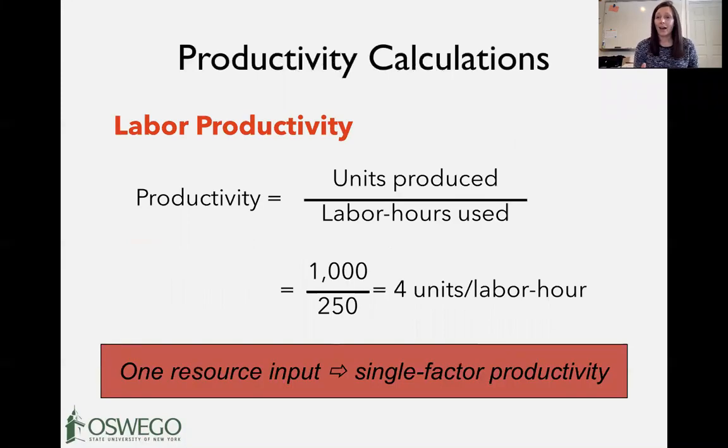Okay, so getting down to how do we actually calculate productivity? One way is labor productivity. This is also called single factor productivity because we're not taking into account all the different types of resources we're using. We're only looking at labor. So if we are only looking at single factor productivity, we're looking at the number of units produced or number of services rendered divided by the total number of labor hours used. So in this simple example, if we have 1,000 widgets that we're producing over an 8-hour shift, and we've got 250 man hours that are going into creating those widgets on that 8-hour shift, that's going to boil down to 4 units or widgets per labor hour.